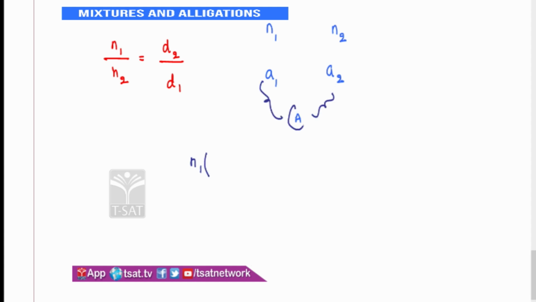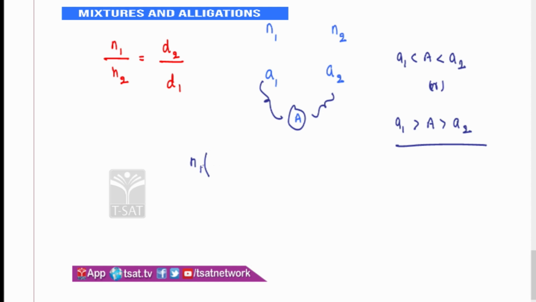See, capital A should always lie in between your A1 and A2. It should be either A1 greater than capital A greater than A2, or the other way around. Your capital A should always lie in between A1 and A2 because you're combining two groups. So your combined average should rest between the averages A1 and A2. Okay, it should be in between A1 and A2 only.